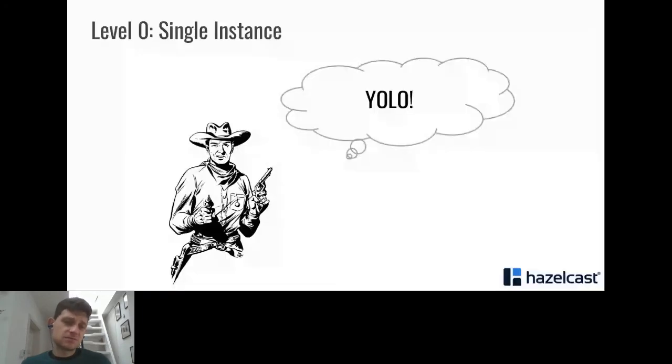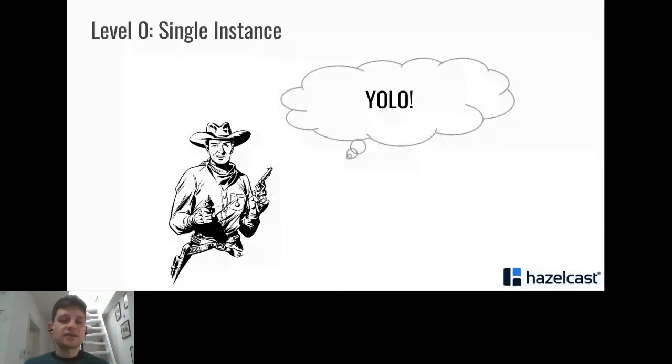You may think like, but come on, what kind of YOLO software cowboys would use this system? This is insane. But remember that not everything in the software needs to be highly available. For example, an idempotent batch job, which you can repeat anytime you want. This is good as it is to run on a single instance.